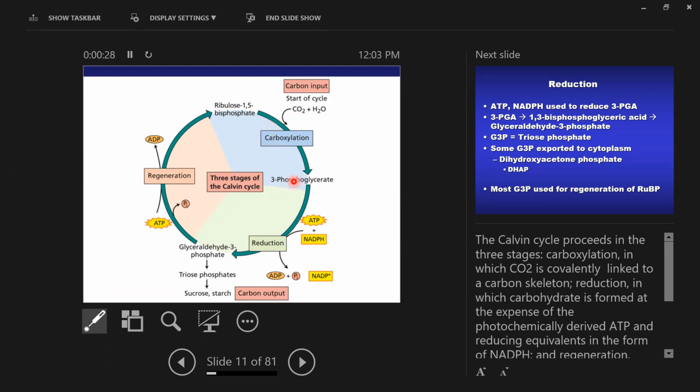And then, like, what do you end up with at the end of each phase here? So at the end of the first step, you have PGA. At the end of reduction, you have G3P. And then, of course, at the end of regeneration, you're back to RuBP. So big picture ideas, but thinking about Rubisco as well.